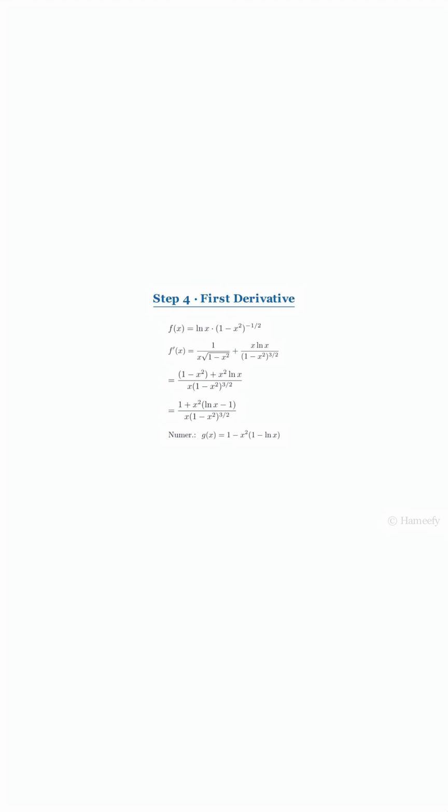Combining over the common denominator gives 1 minus x squared plus x squared log x, all divided by x times 1 minus x squared to the 3/2. The numerator can be rewritten as 1 minus x squared times 1 minus log x.